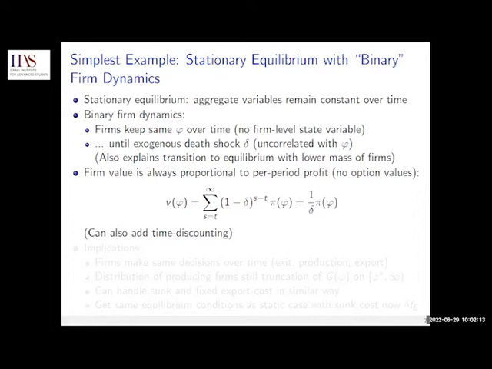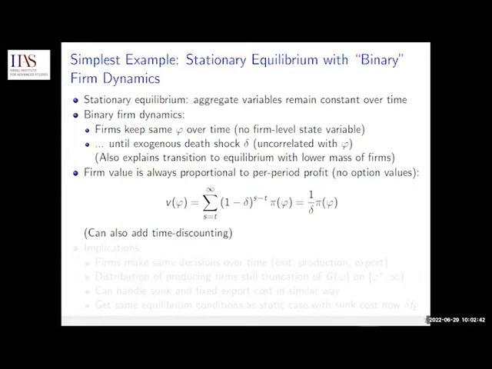You can also put in some time discounting. So essentially here, value functions are just a multiplier of your profit in every period. So firms make the same decision in every period. It doesn't really change much from the static model. The only thing that I thought it was useful for me to explain is that in the static model, you don't have any real way of thinking about, well, how do I transition from one equilibrium to the other?